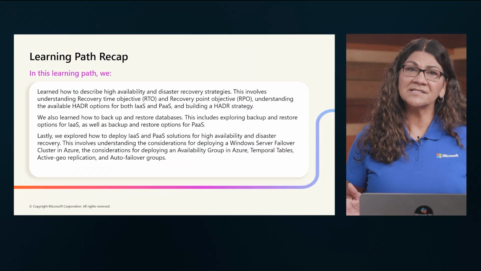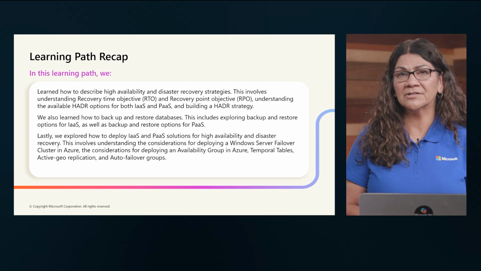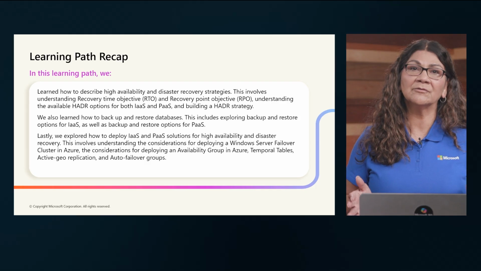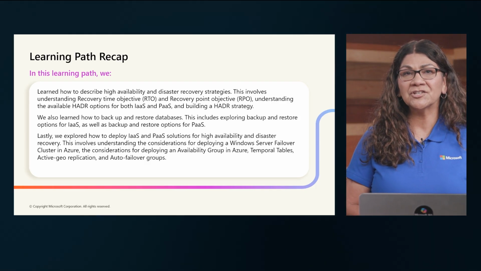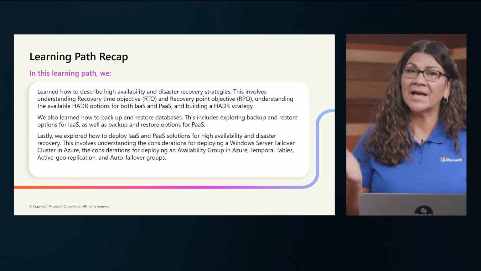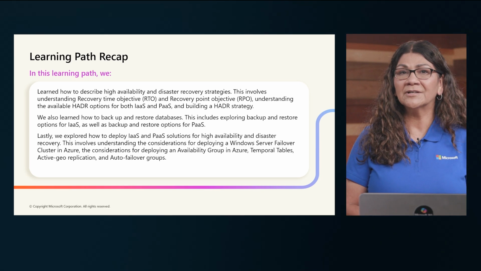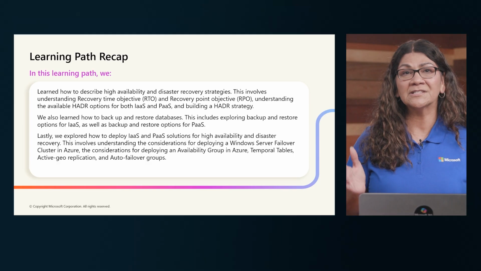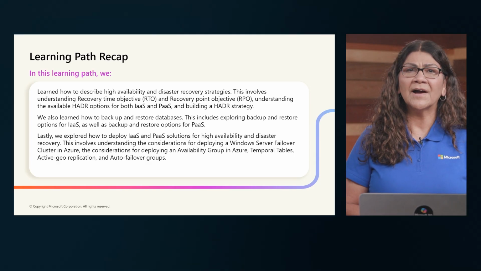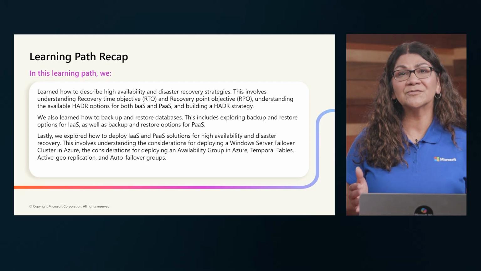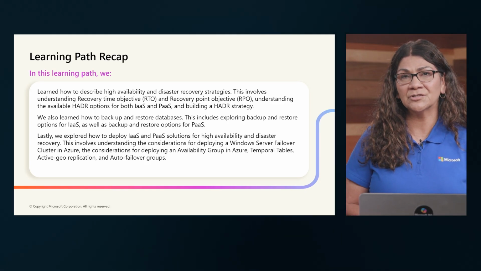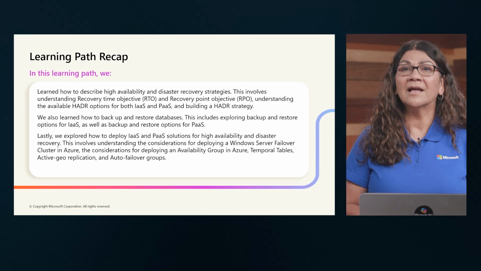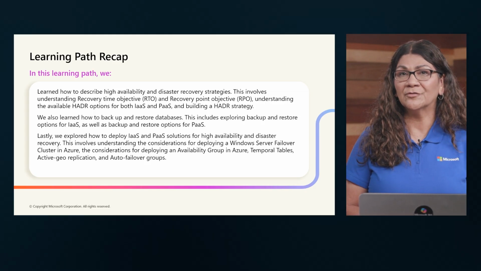Throughout this learning path, we explored high availability and disaster recovery strategies, including key concepts such as recovery time objective and recovery point objective. And we examined HADR options for both IaaS and PaaS environments. We also covered database backup and restore techniques, including methods specific to IaaS and PaaS platforms. Finally, we reviewed deployment considerations for high availability and disaster recovery solutions, including Windows Server failover clustering, availability groups in Azure, active geo-replication, and auto failover groups.